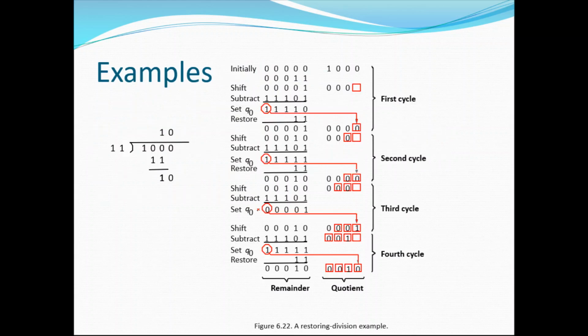Let us discuss this with an example. Let us assume the divisor is 11. If you want to convert to 4 digits, then 0011. Dividend is 1000. Initially this is A, which will be filled with zeros. Q will be the dividend, 1000. Divisor, this is M, which is 0011. So what is the first step?